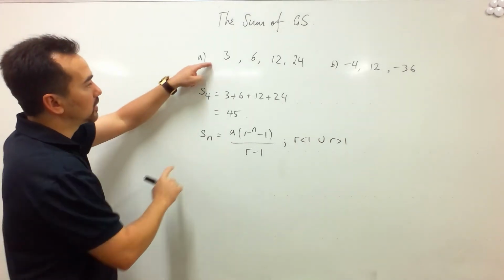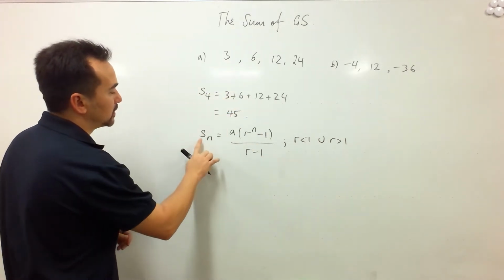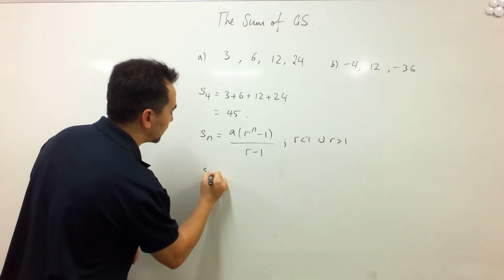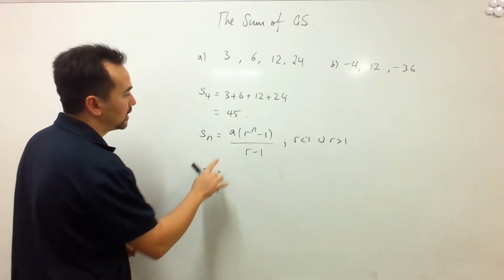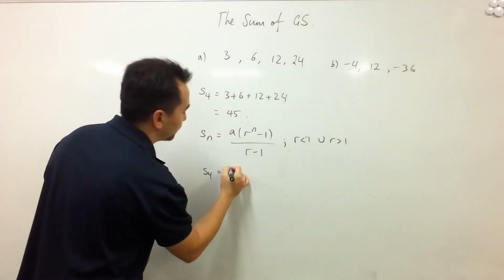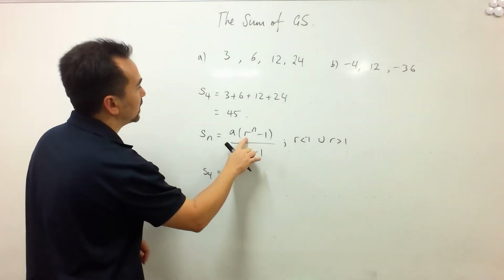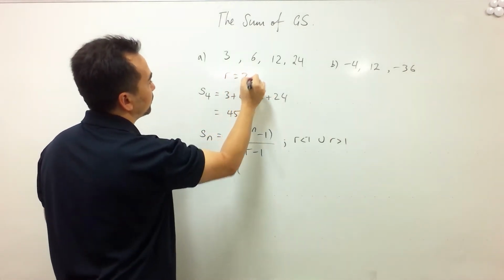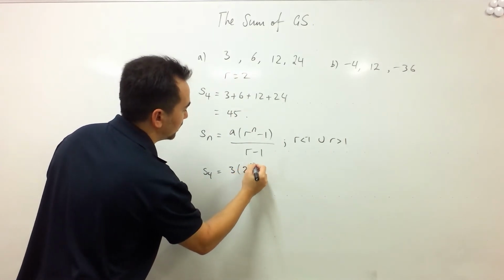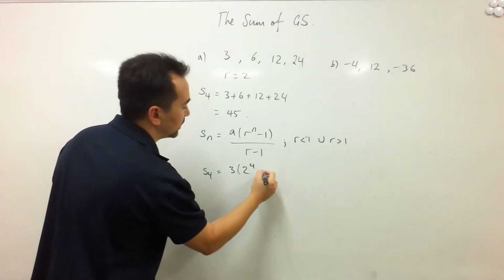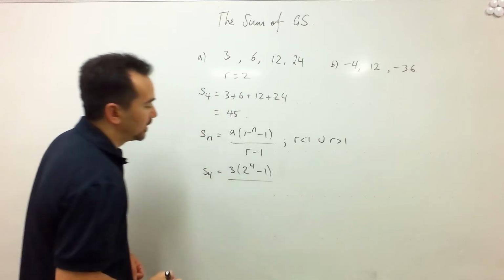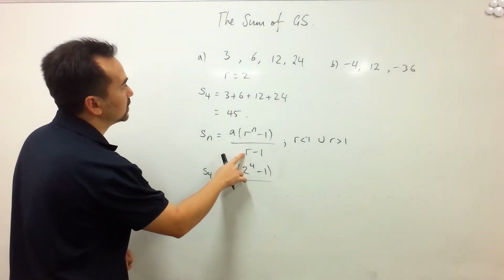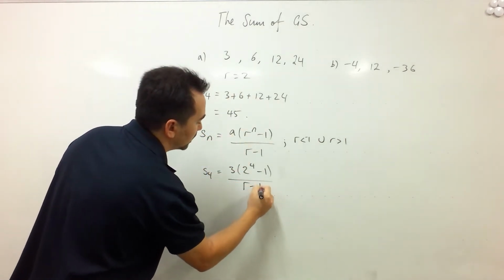So to shortcut all of this work, I would take the sum of the 4th term, where n is 4, the A value is 3, the R value was 2 in this case, 2 to the power 4 because n is 4, subtracting 1, and then we do R, which is still 2, take away 1.